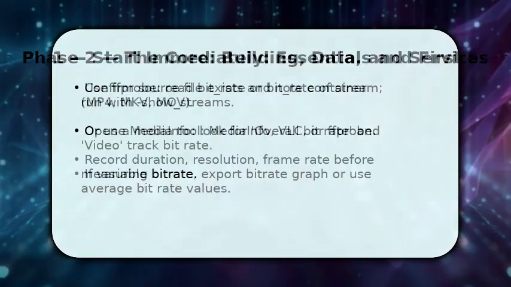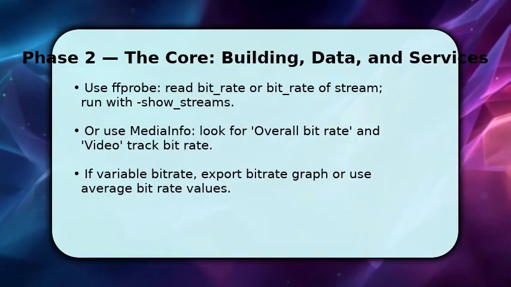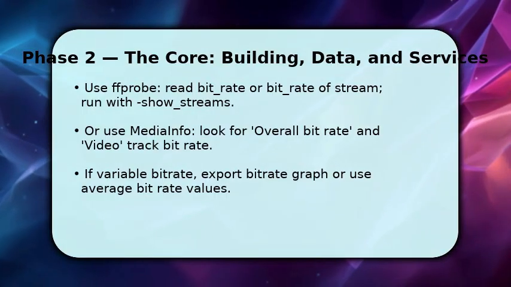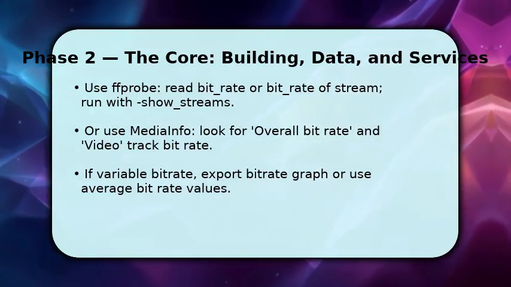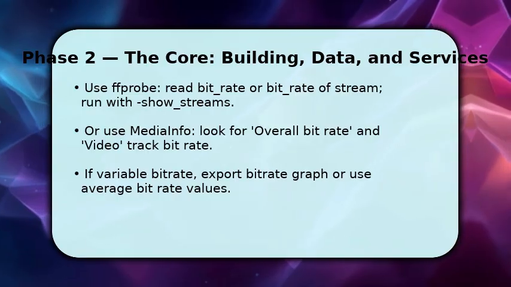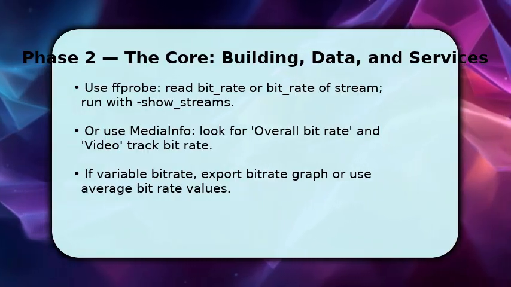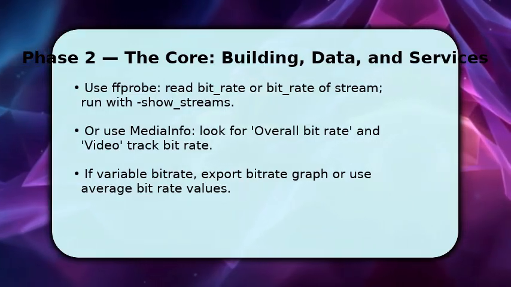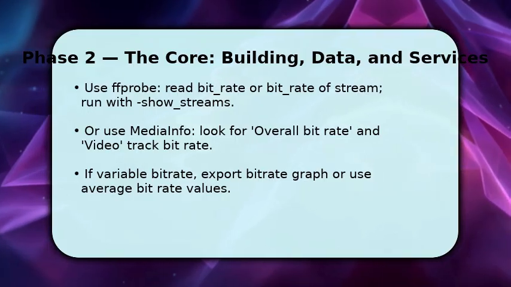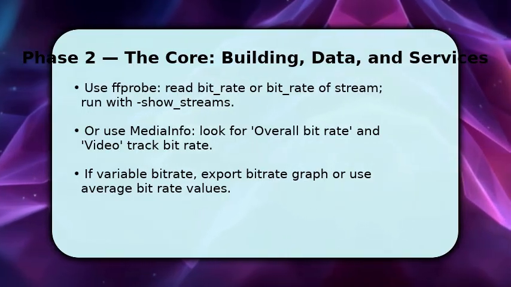Now you measure. If using FFprobe, run it with show_format and show_streams and read the stream's bitrate field. That gives bits per second. If you use MediaInfo, read overall bitrate and the specific video track's bitrate so you know total versus video only. For VLC, compute manually. File size divided by duration gives average bitrate.